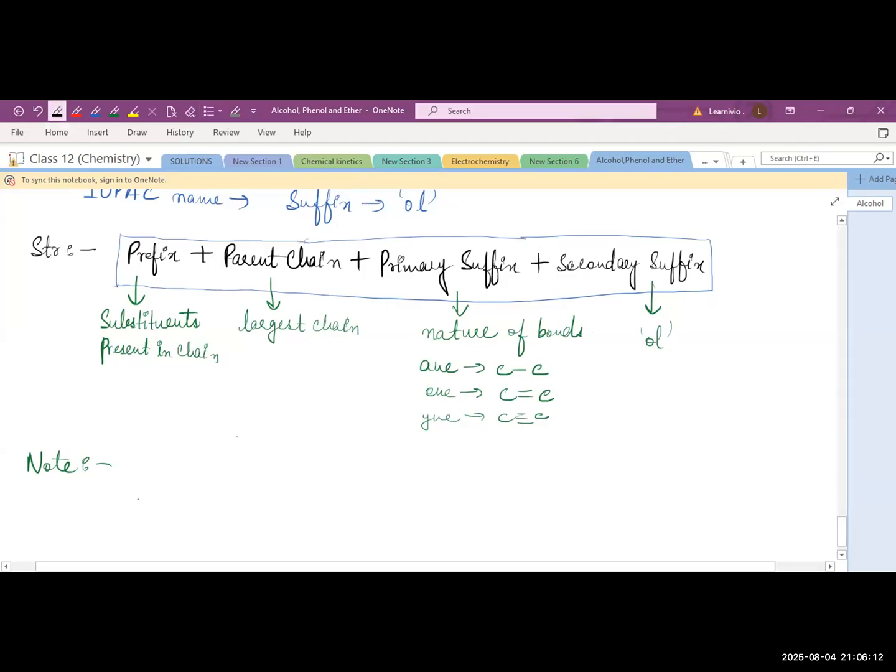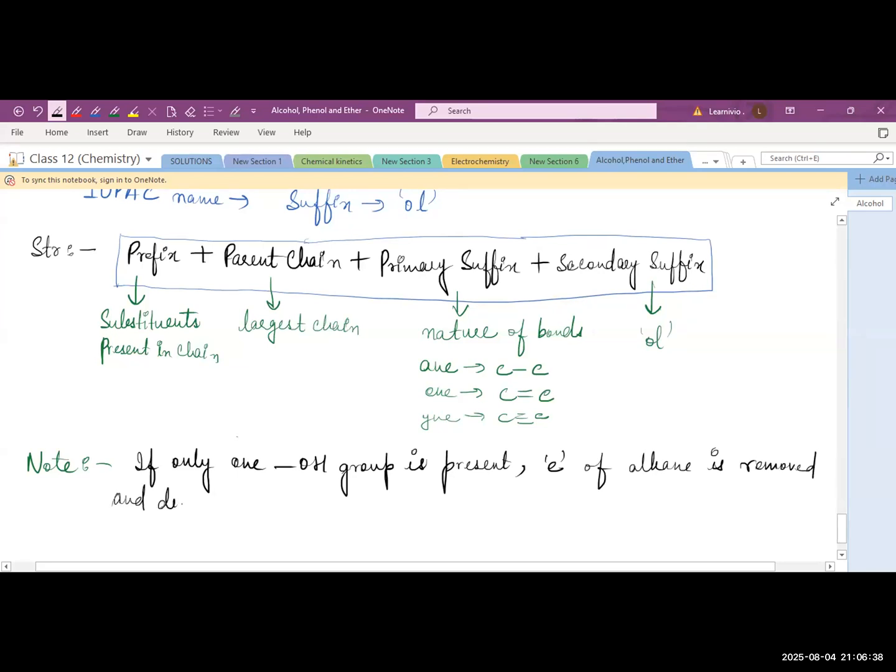So write down, if only one OH group is present, what are we supposed to do? The E of alkane is removed and directly ol is written after that.